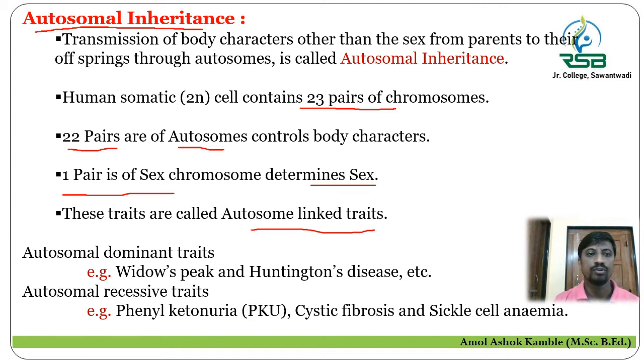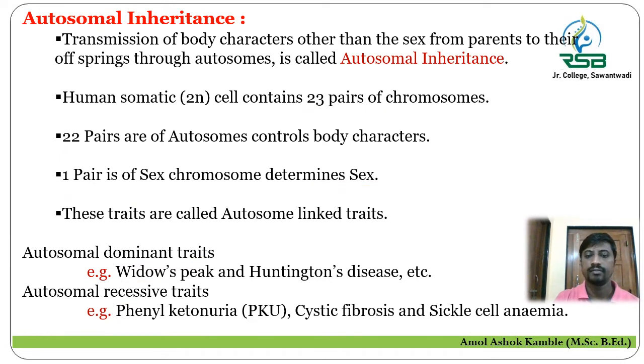For example, in that autosomal traits some are dominant traits, they are called as the autosomal dominant traits. Examples are Widows Peak and Huntington's disease. Widows Peak and Huntington's disease, these are the examples of autosomal dominant traits, while the autosomal recessive traits, the examples are PKU, that is the phenylketonuria, then cystic fibrosis and sickle cell anemia. These are the examples of autosomal recessive traits. These examples we are going to study in details in our next slide.